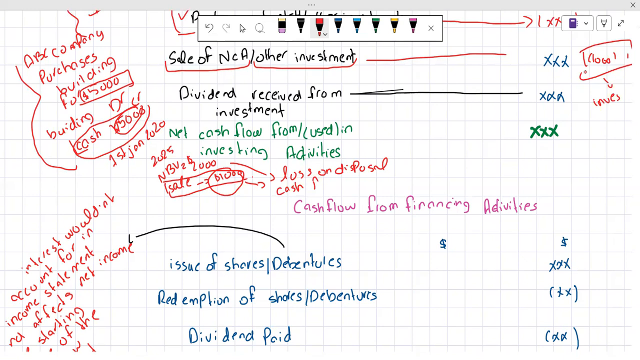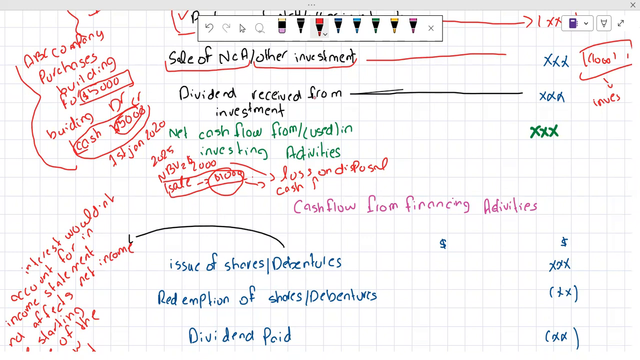Because it is coming from outside the business. It is not coming from inside the business, not from operations. We are not generating this 1,000 from our revenue income. So that is why this 1,000 would be your investing activity. You are getting 1,000 from your investing activities.